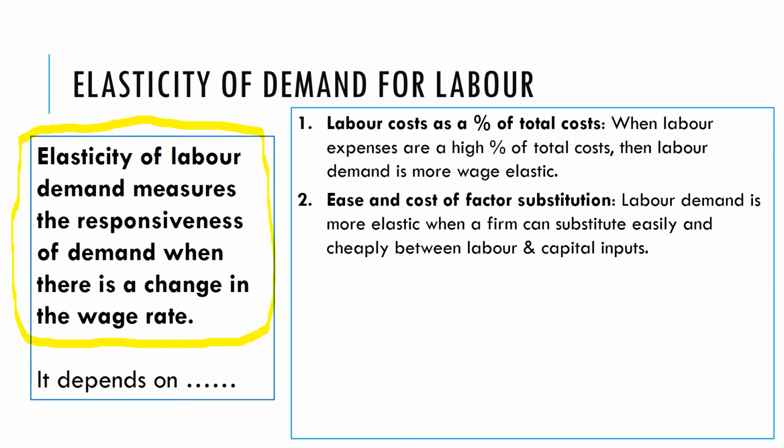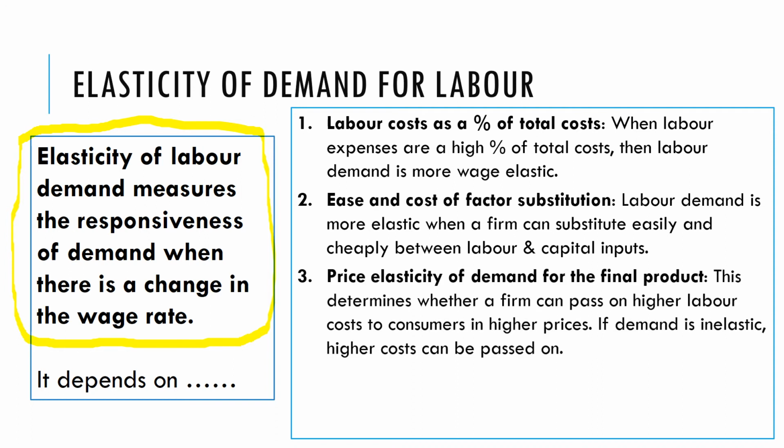How easily can we substitute workers for machines? If we can easily substitute them, then we're likely to be more wage elastic. If we can't, then it's going to be more wage inelastic. What about the price elasticity of demand for the final product? If the demand for the final product is price inelastic, then the higher costs can be passed on, and so demand for labour is likely to be more inelastic.